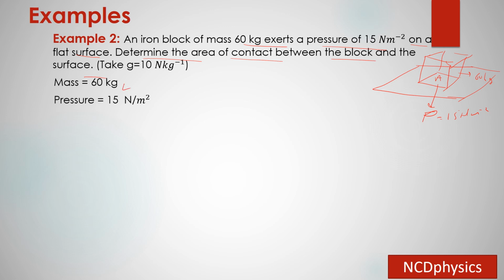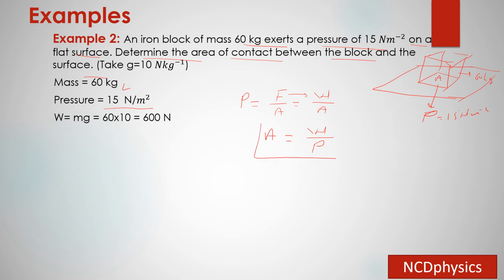Pressure is given 15 Newton per meter square. First of all, the pressure formula, as you remember, pressure is equal to force over area. So pressure is equal to, here force is weight of the object, over area. So from this formula we can say that area is equal to weight over pressure. Okay, so we have just replaced the area and pressure.